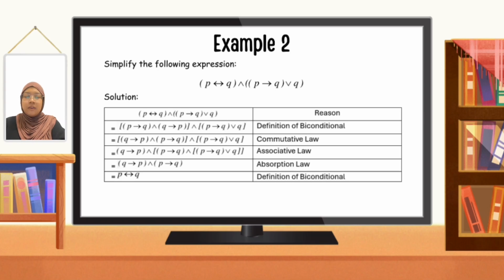For the next step, we have to use associative law. The associative law allows us to regroup the terms without changing the logical meaning. So this step helps in further simplification. For the next step, we have to use absorption law. The absorption law simplifies P implies Q and P implies Q or Q to P implies Q. And finally, recognizing that Q implies P and P implies Q is the definition of biconditional, we simplify the expression back to the original biconditional form.